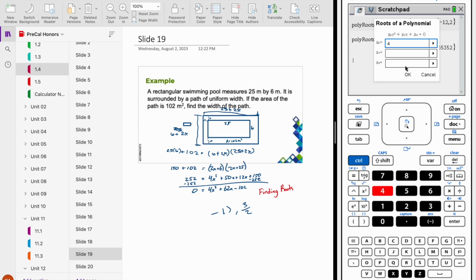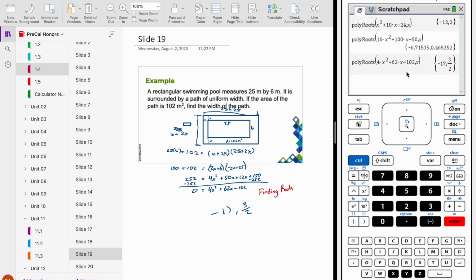4, 62, and negative 102. Go ahead, hit enter, and we come up with negative 17 and 3 over 2. Keep in mind, we cannot have a negative measurement for this, which means 3 over 2 would be our measurement, or 1.5 meters.